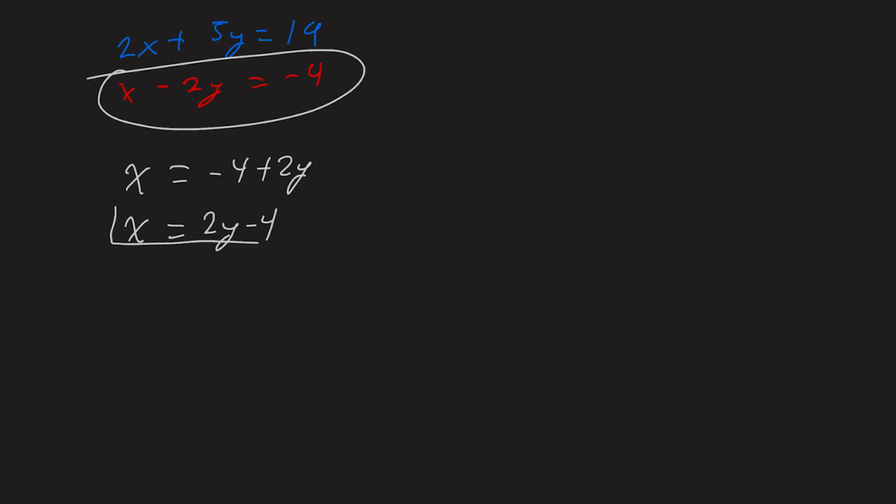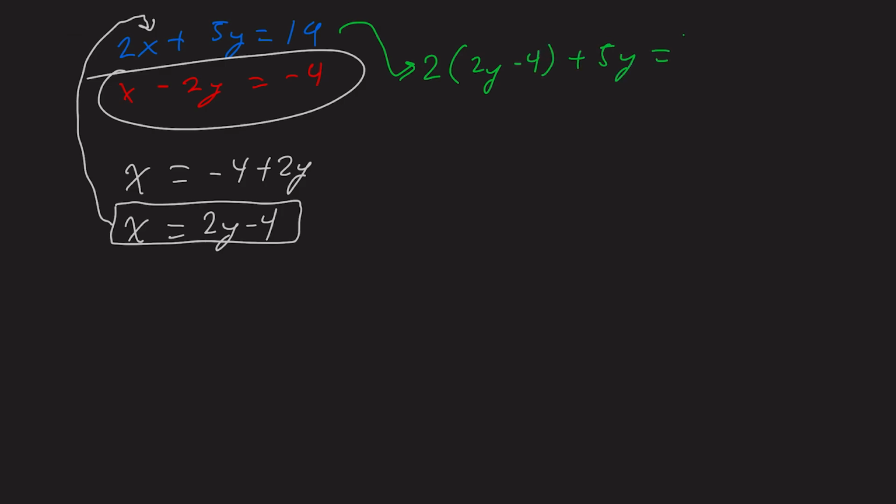So now I have x isolated, okay? And now I can take x and plug it into this x right here. So let me show you how that is done. It's going to be 2 times x, which is 2y minus 4, plus 5y equals 19.